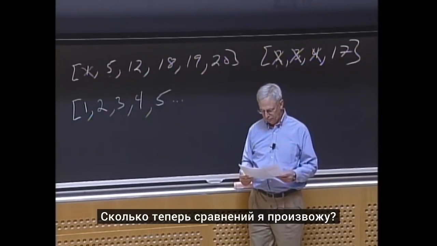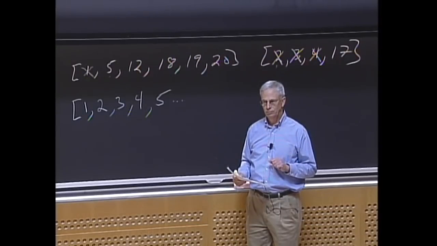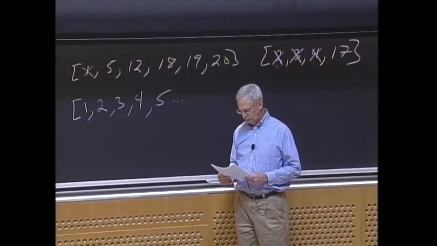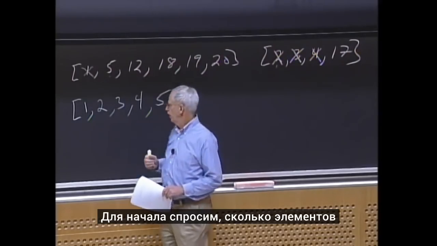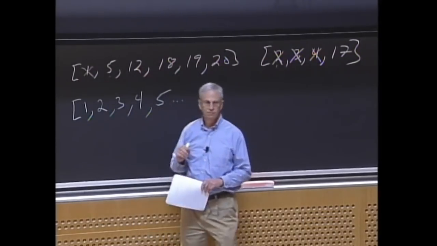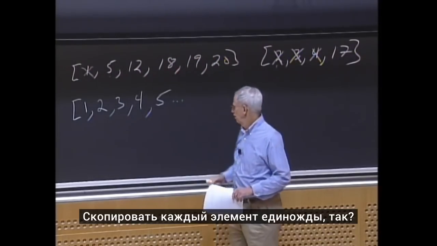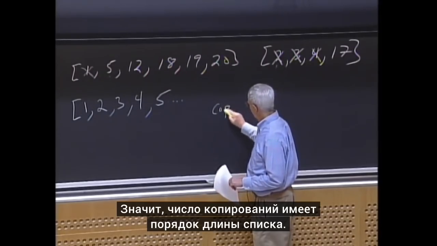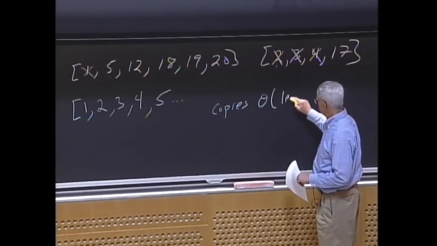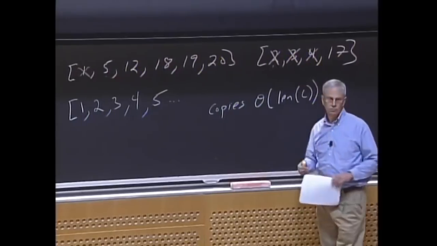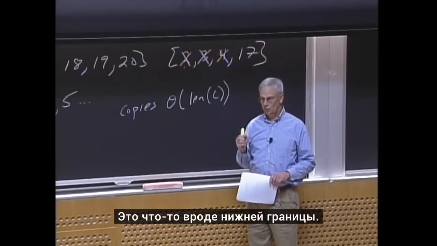All right, now, how many comparisons am I going to do this time? Well, let's first ask the question, how many elements am I going to copy from one of these lists to this list? Copy each element once, right? So the number of copies is order len of the list. So that's pretty good. That's linear. That's sort of at the lower bound.